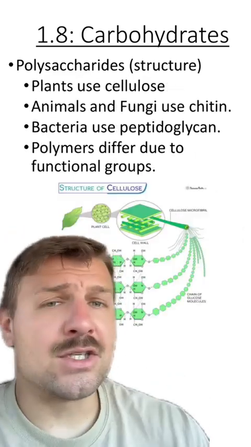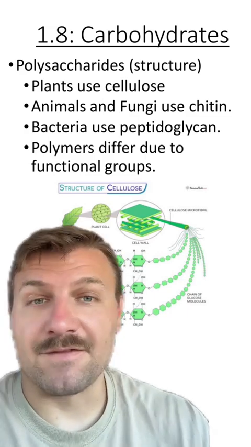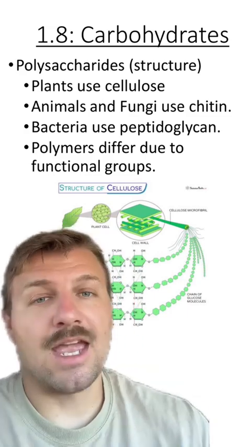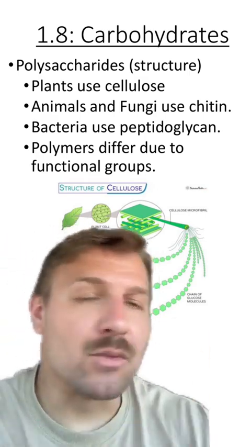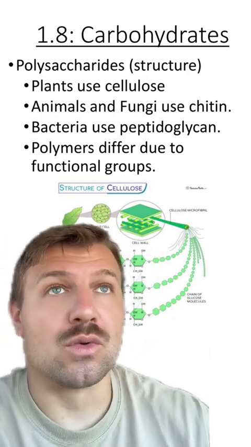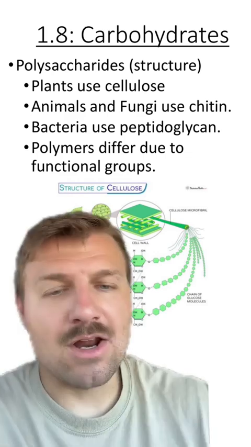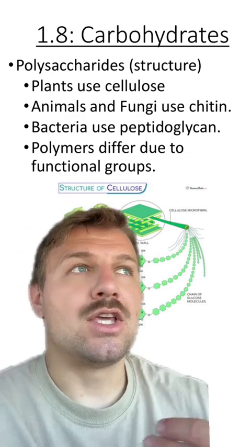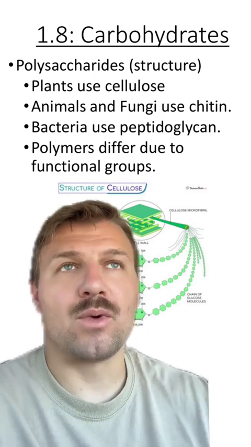Plants use cellulose, which is obviously made of monosaccharides and ends in the suffix ose, which means it's a carbohydrate. Animals and fungi use something called chitin, however you want to say it, but it's also a structural polysaccharide. Bacteria use something called peptidoglycan. And all of these structural polymers use different monosaccharides or have them bonded in specific ways to help with their structure.